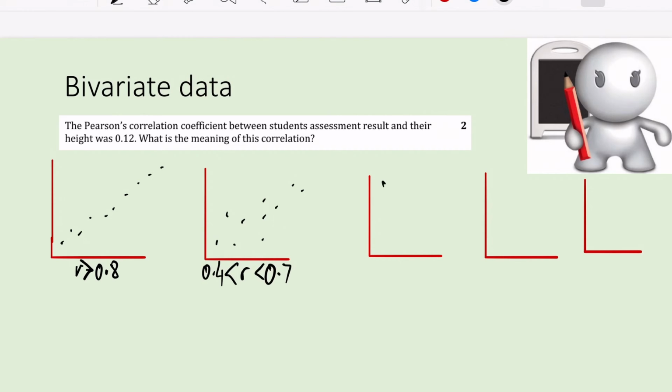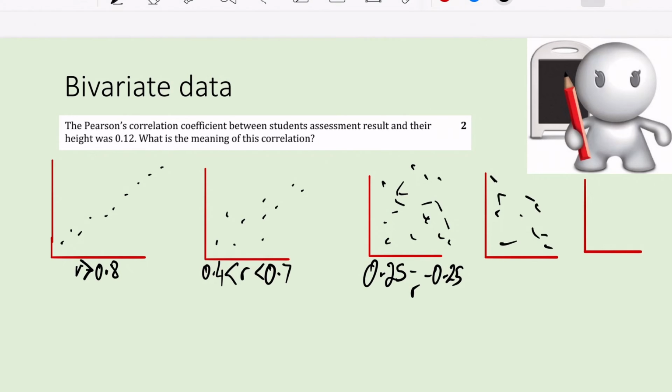And then over here we've got dots everywhere, and that could be anywhere from 0.25 all the way up to negative 0.25. And then it goes the other way where you've got negative correlation, and near perfect negative correlation. So your correlation coefficient fluctuates from 1 down to -1. Now over here we've got a correlation coefficient of 0.12.